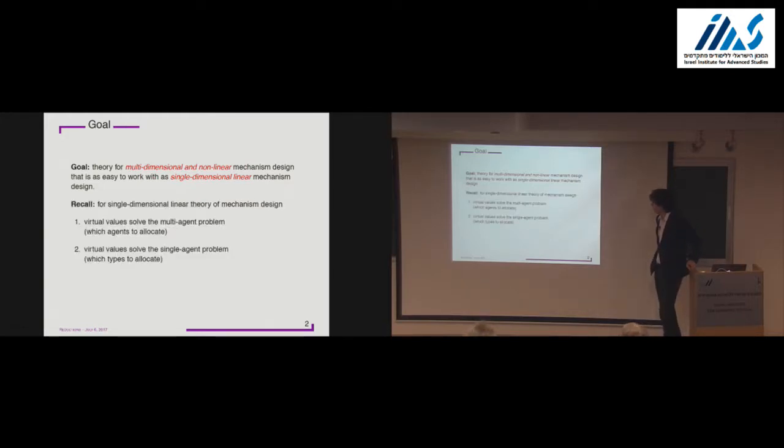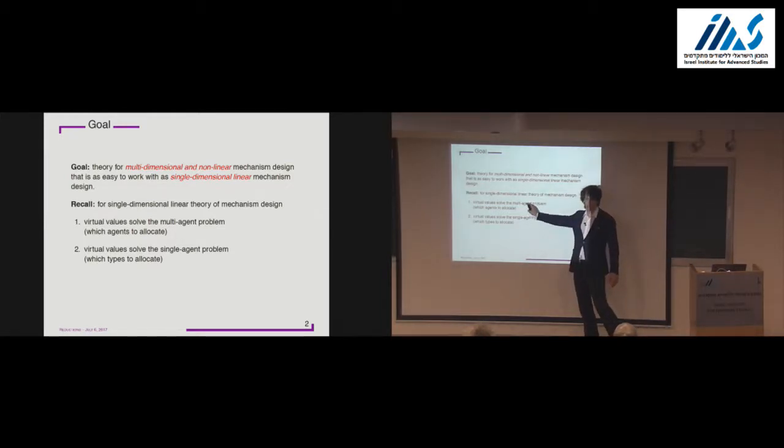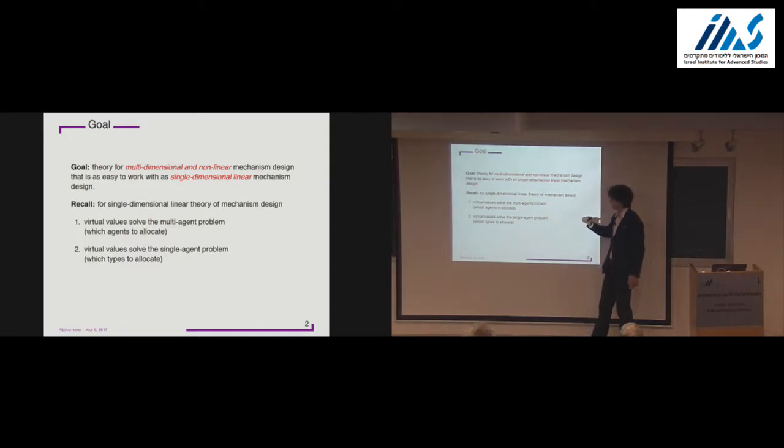I want to recall a little bit about how the single-dimensional theory works at a very high level, and I want to point out two things. You use virtual values in the single-agent problem to solve the multi-agent problem. If I want to determine which agent to allocate to, I give it to the agent with a higher virtual value. That helps me decide how to solve the multi-agent problem of which agent should get items.